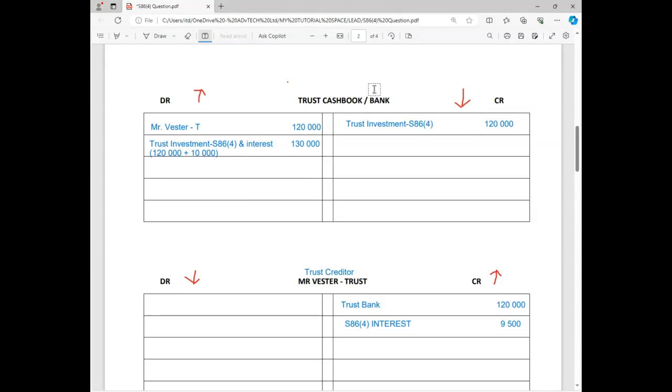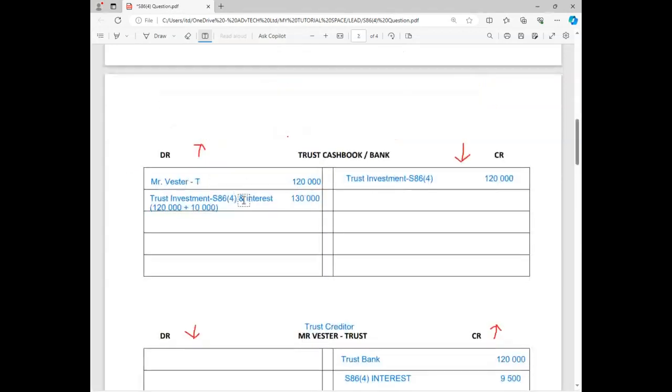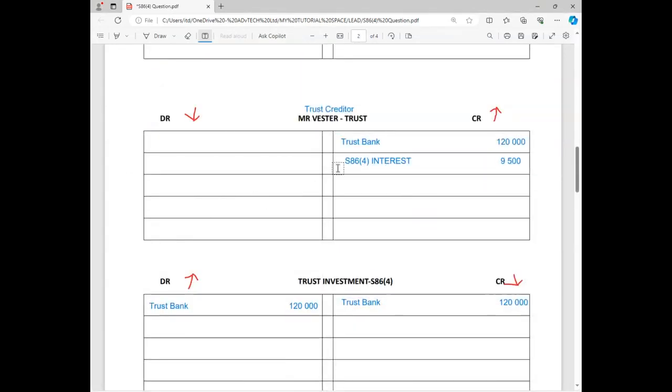But let's not forget, there's a statement that says all the beneficiaries were paid the interest due to them. Now it's time for us to pay them. Remember, if you go to Vesta, here we're just showing you that Vesta has got interest of 9.5. We owe Vesta 9.5, but they said we paid Vesta, so we must also pay. But remember, we can only get that cash from the trust bank account. So we need to pay this amount.